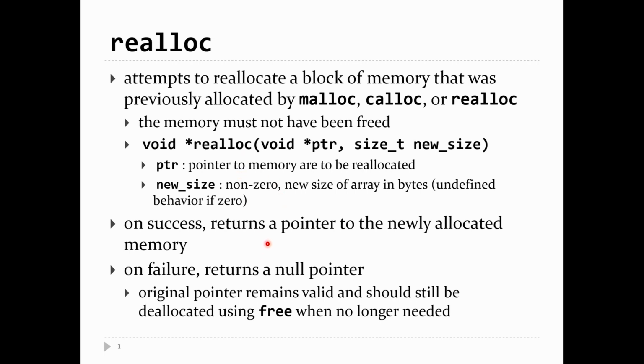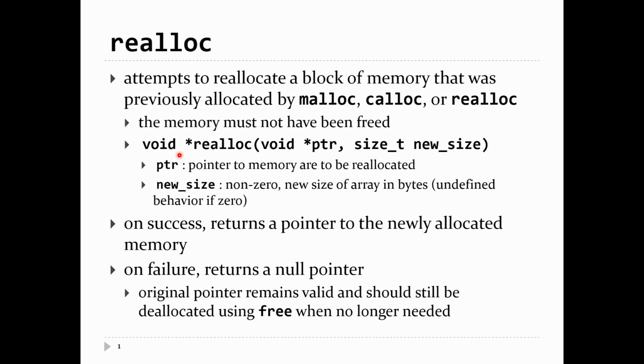Okay, so on success, you get a pointer to the newly allocated block of memory. Right? So in other words, that original pointer that you used, that pointed to the memory that was allocated before, you can't reuse that anymore. Right? So you need to reassign that pointer back to the one that was returned by realloc.